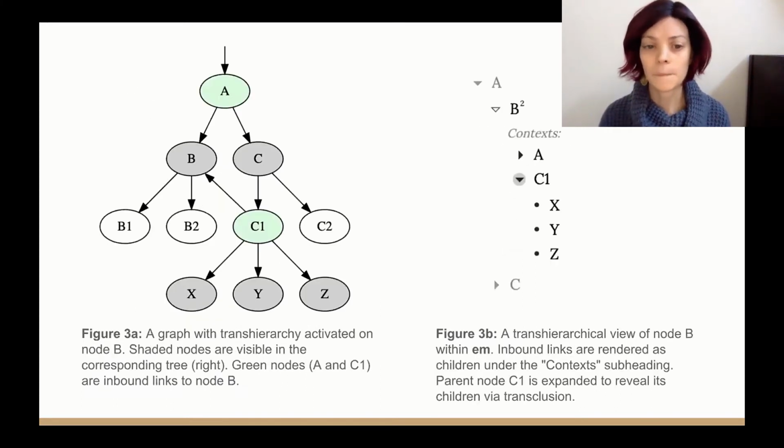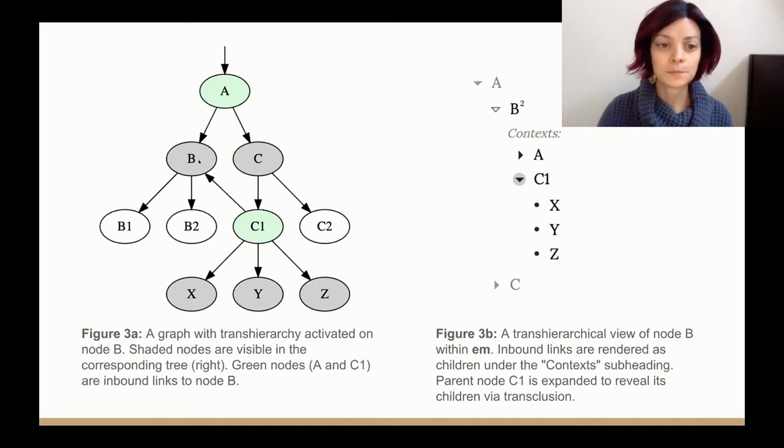So to show you the power of transhierarchy and its fractal nature, let's go one level deeper. So in figure 3A, this is the same graph all the way down to the bottom level. X, Y, and Z were added. Figure 3B on the right shows the transhierarchical view activated again for node B, so that the user is viewing incoming edges A and C1. Now, when the user highlights C1 or selects it with their cursor, then it expands to show the children, the outgoing edges of C1, X, Y, and Z.